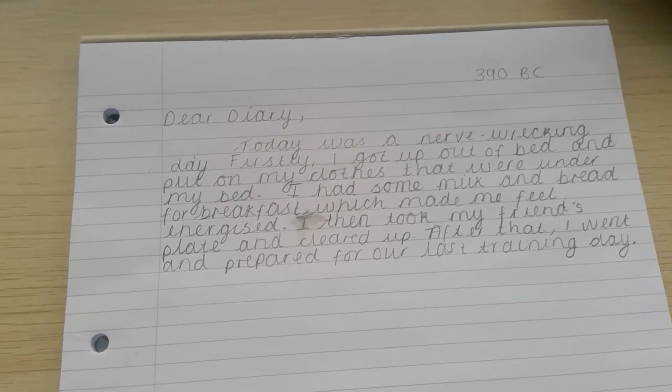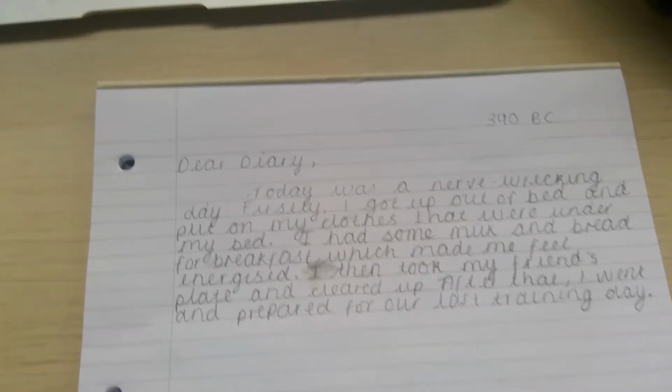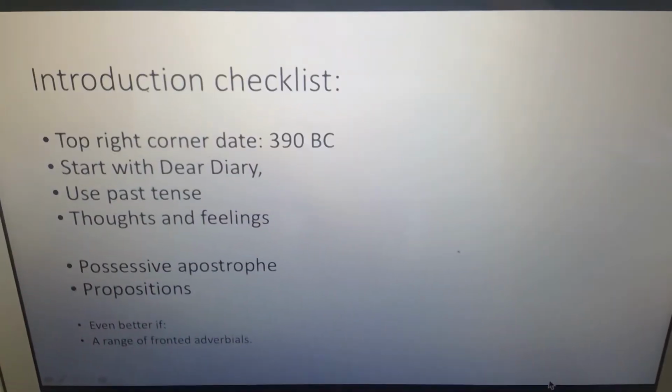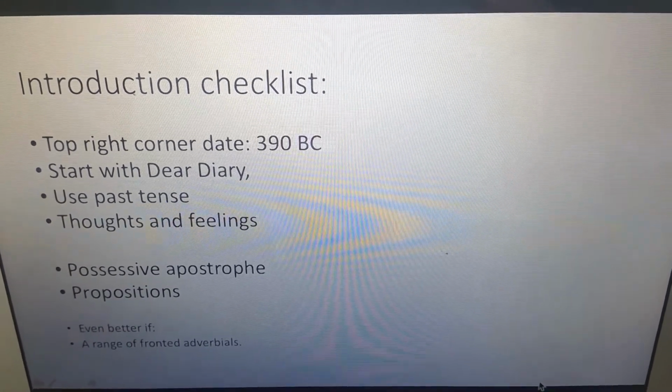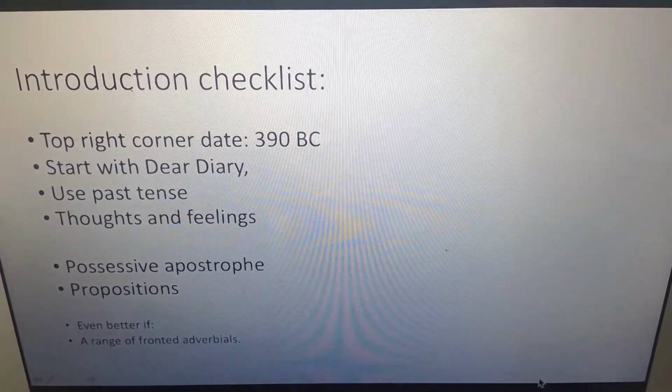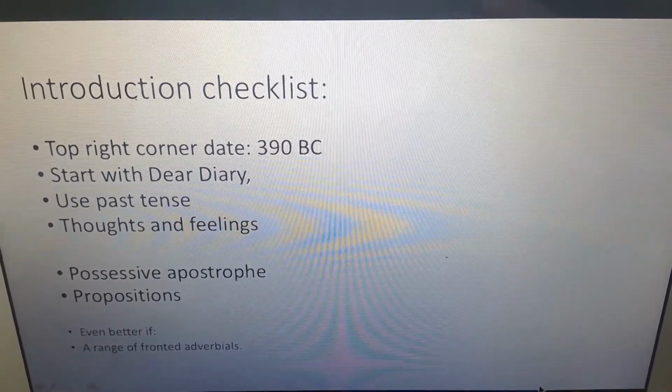What I'm going to do is put this as an example at the bottom of the page. I'm also going to have this checklist for you at the bottom of the page as a picture, so you can use it to help you and you can tick off the things that you have used. I'm also going to attach a writing frame if you would like that extra bit of help.